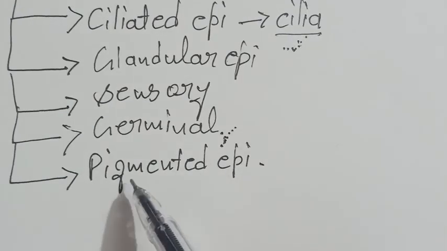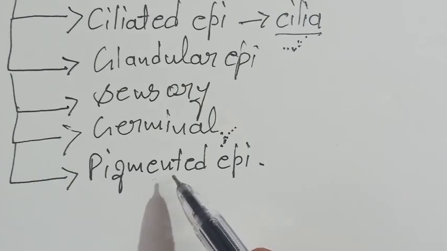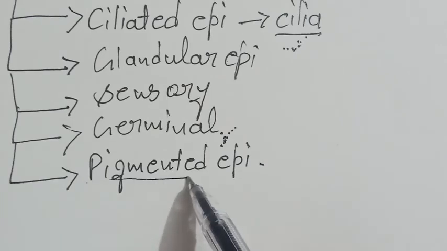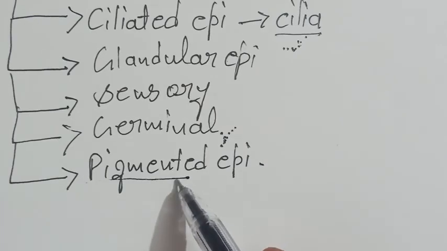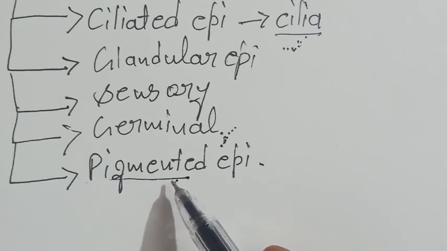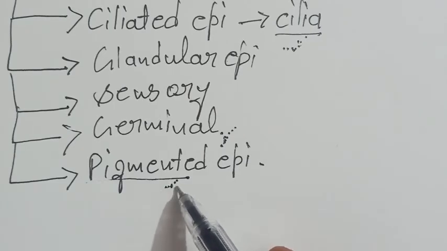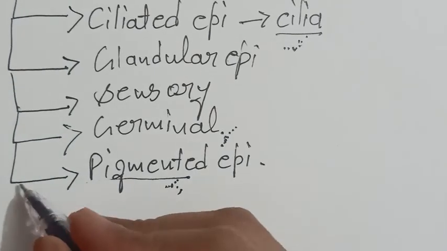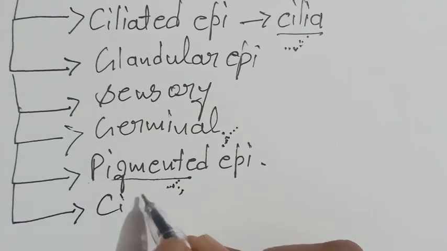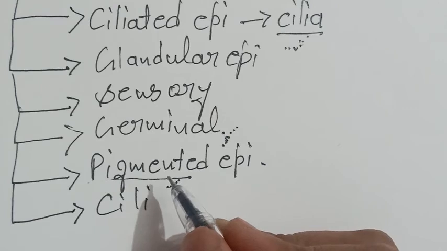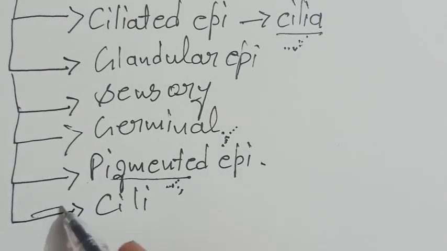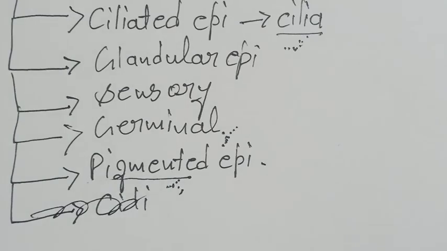Now student, next to this is pigmented epithelium. Pigment means color, so they contain colored pigments and are found in the outer layer of retina of the eye, which provides color to our eye. Next is ciliated epithelium, as I have already explained.